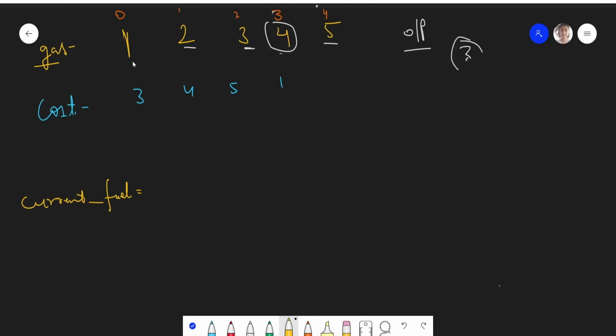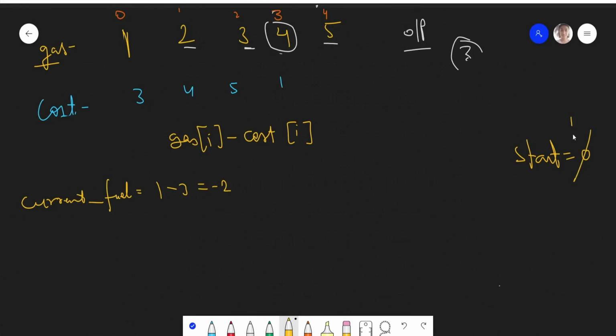So we'll start from here. We will add gas I, but cost will be subtracted, because cost is to go to the next station, so it will be subtracted. So 1 minus 3, now minus 2, it becomes negative, which means we cannot start from this station. We will have a variable start. Initially we'll give 0. We cannot start from this station, so we will assume that we'll start from the next station. Let's say I plus 1. So we will assign start to I plus 1.